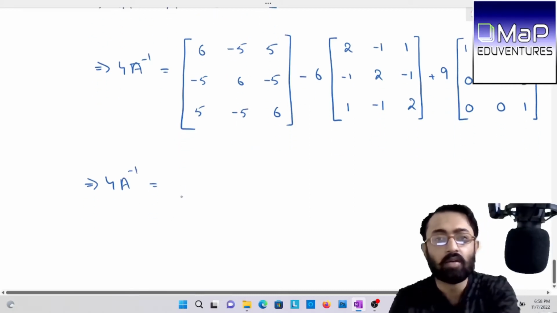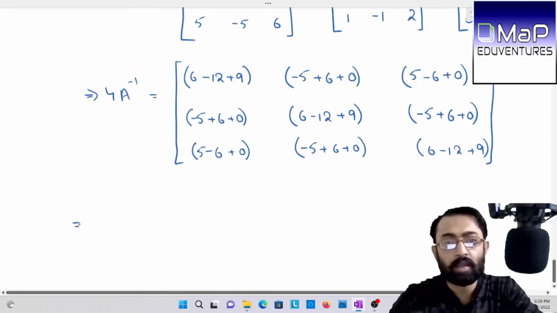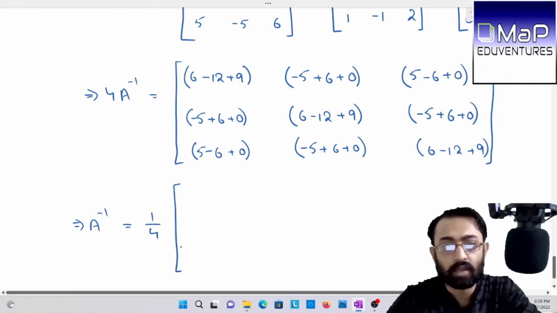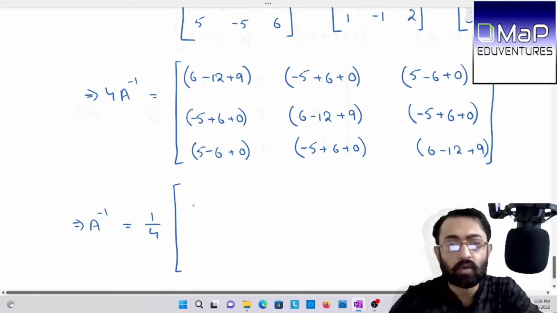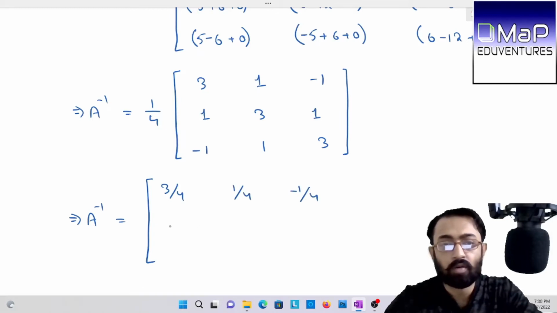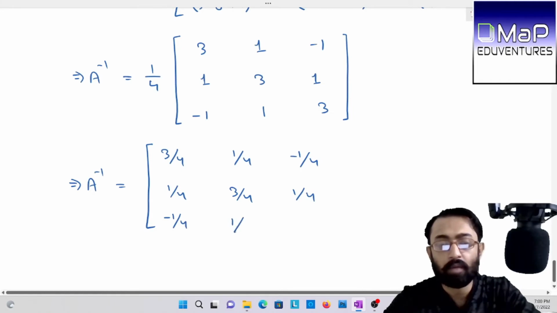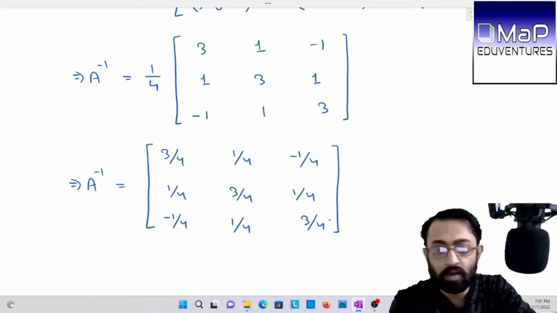Now similarly, as we did before, if we add up, let us see what we get. So finally we are ready to write A inverse. A inverse will be equal to 1 by 4. Let me send the 4 to the right hand side, and here if we calculate, you are going to get, finally, our A inverse will be: 3 by 4, 1 by 4, minus 1 by 4; 1 by 4, 3 by 4, 1 by 4; and in the third row minus 1 by 4, 1 by 4, 3 by 4. Okay, so that's it. This is your A inverse.